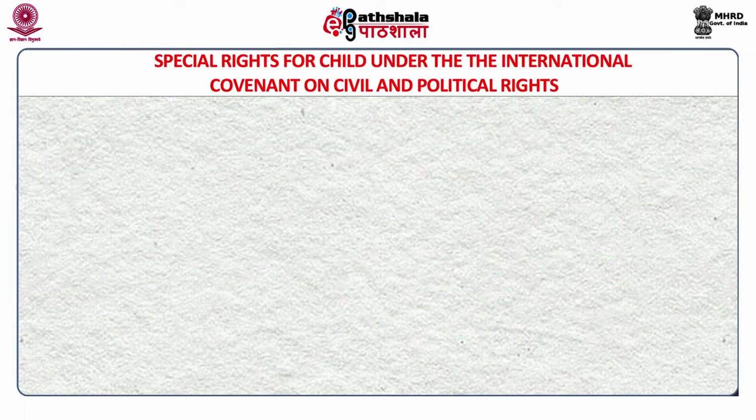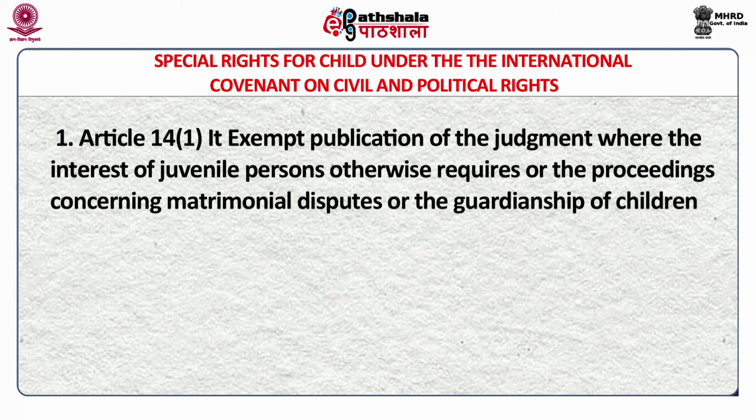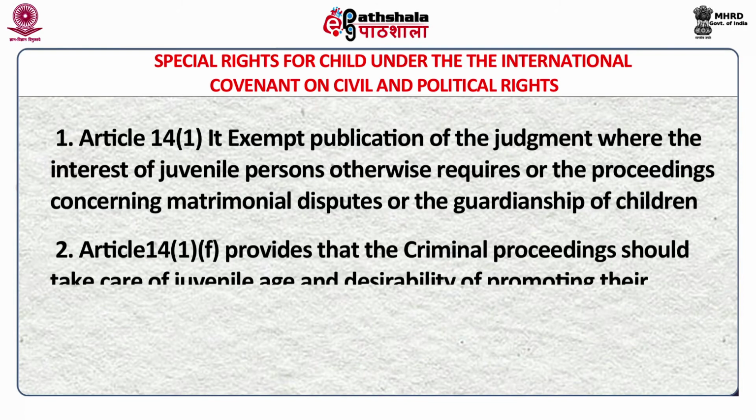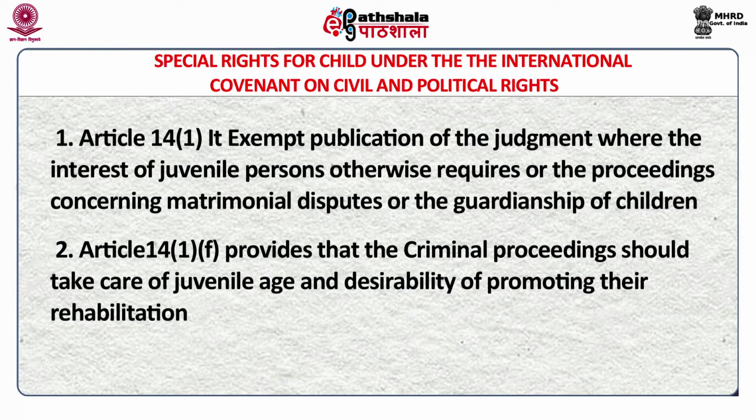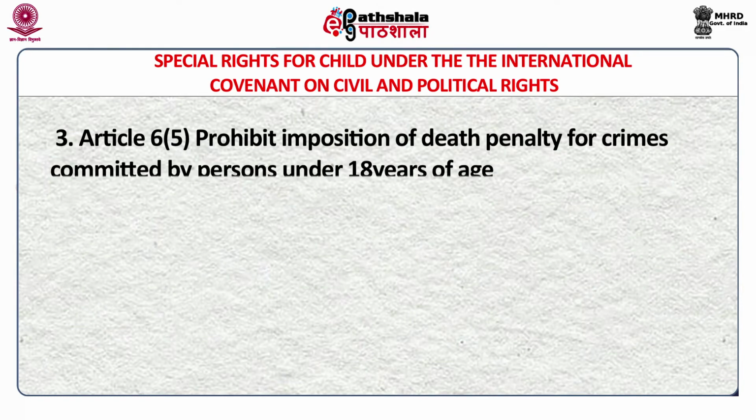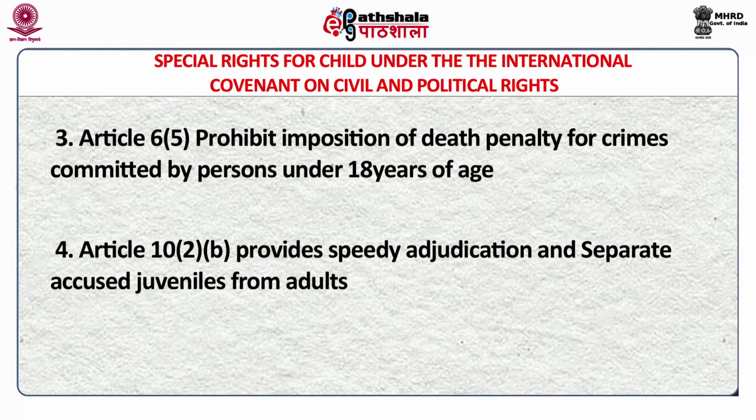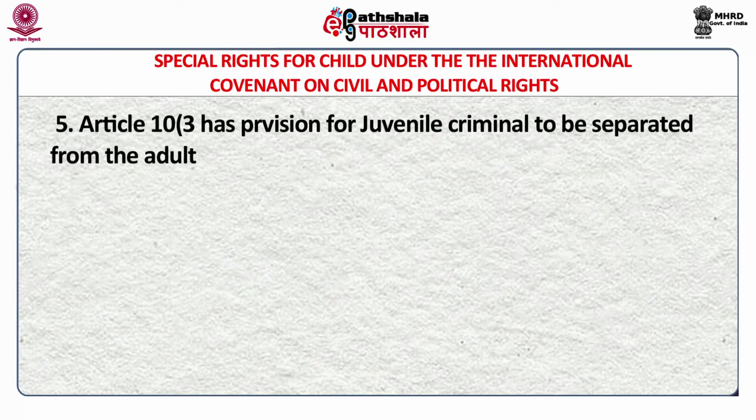Special rights for the child under the International Covenant on Civil and Political Rights are in Article 14(1). It exempts publication of the judgment where the interest of a juvenile person otherwise requires, or the proceedings concern matrimonial disputes or the guardianship of children. Article 14(1) subclause F provides that criminal proceedings should take account of juvenile age and the desirability of promoting their rehabilitation. Further, Article 6 clause 5 prohibits imposition of the death penalty for crimes committed by persons under 18 years of age. Article 10 clause 2 subclause B provides for speedy adjudication and separation of accused juveniles from adults. Article 10(3) has a provision for juvenile criminals to be separated from adults.